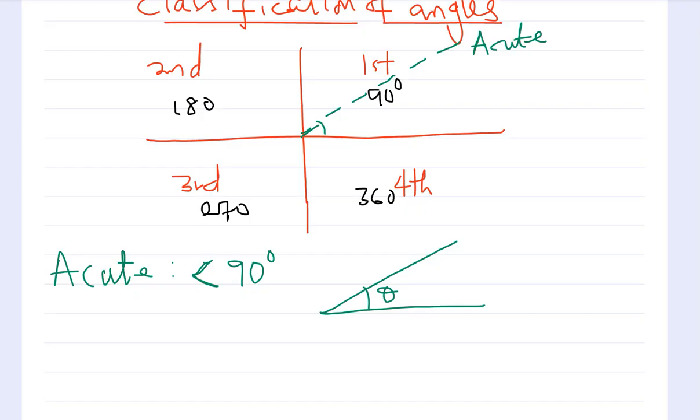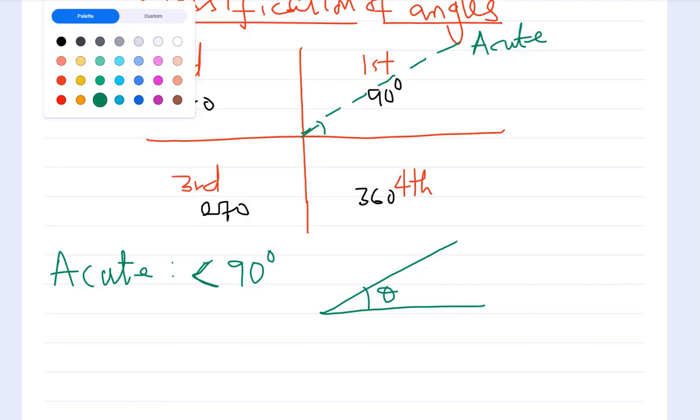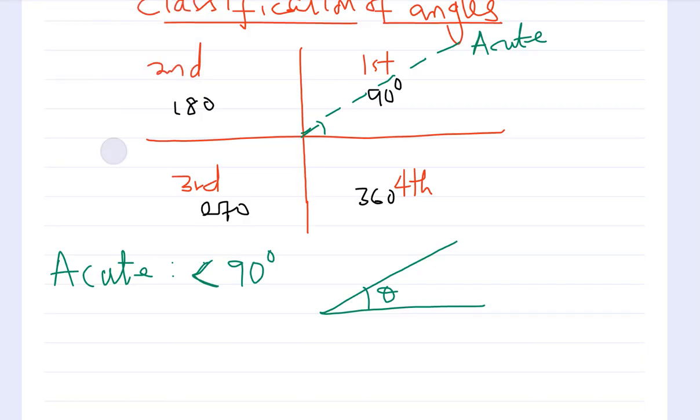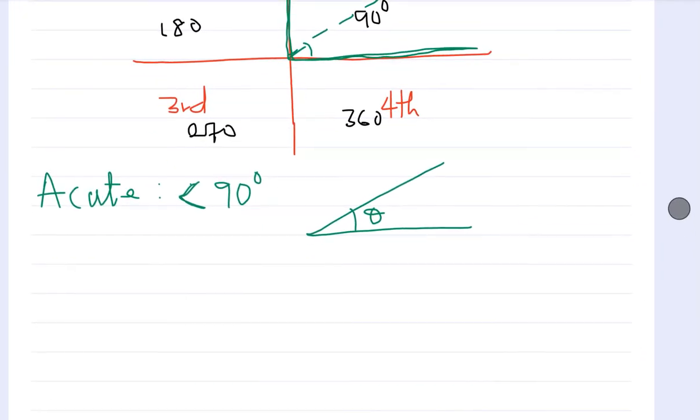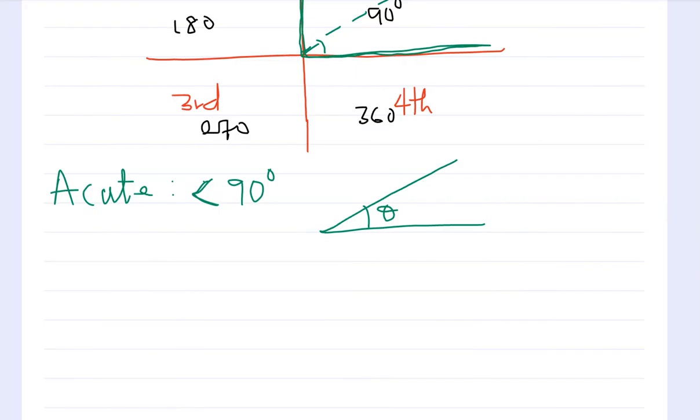Now after talking about the acute angle, what other angle do we have? We have the right angle, this particular type. Are you seeing that now? This is what we call the right angle. So what do you say right angles are? An angle that is 90 degrees. So right angle.